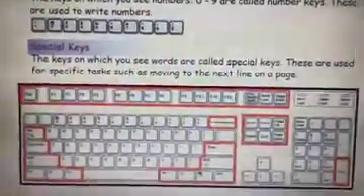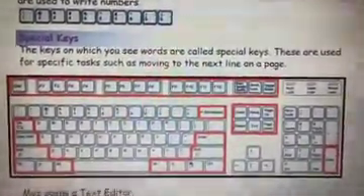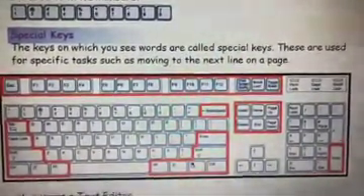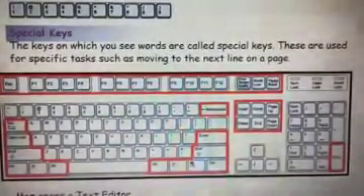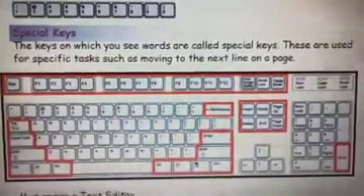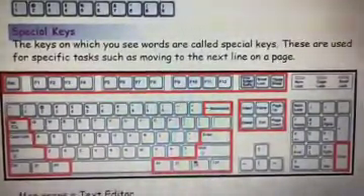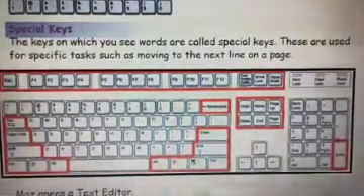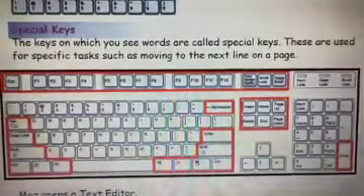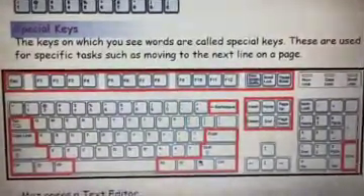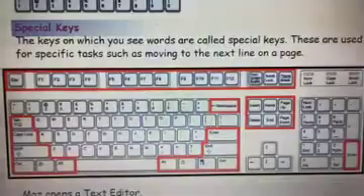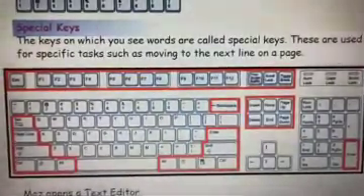Next set of keys we can see are the special keys. These keys on which you see special functions written are called special keys. Now you can see the highlighted red color line they have made. These keys perform specific tasks, such as moving to the next line, we use the enter key. If we have to delete some wrong word, we use the backspace key. If we have to make capital, then we use the caps lock key. So special functions have been assigned to each key, so we call it special keys.